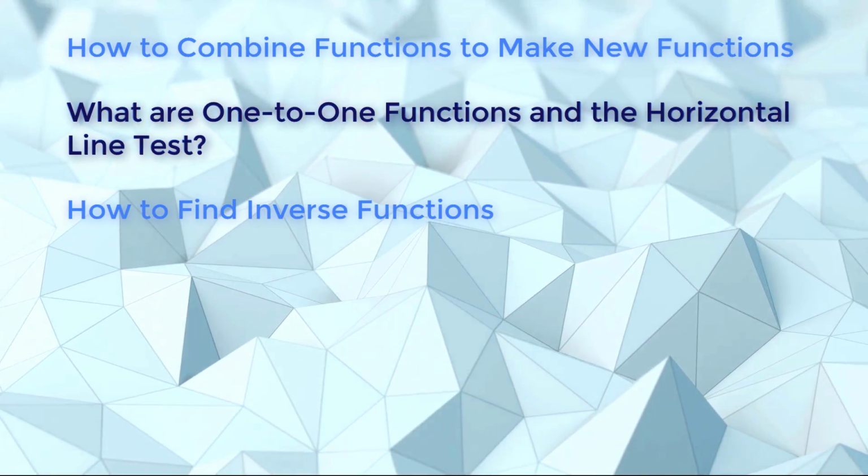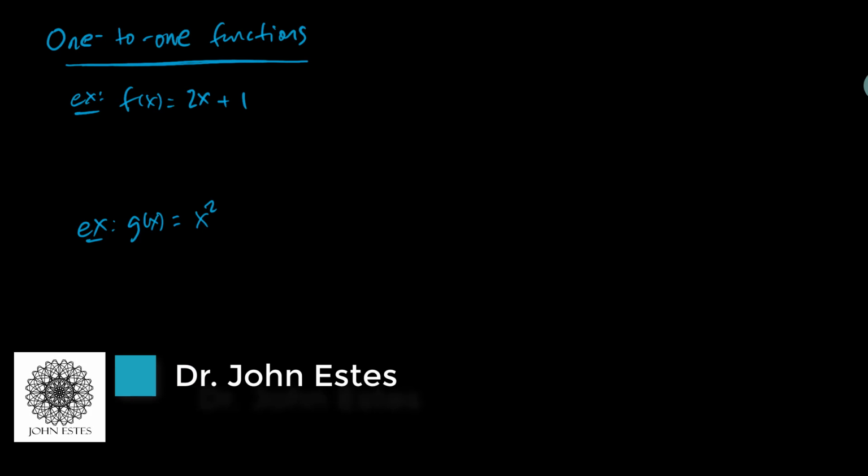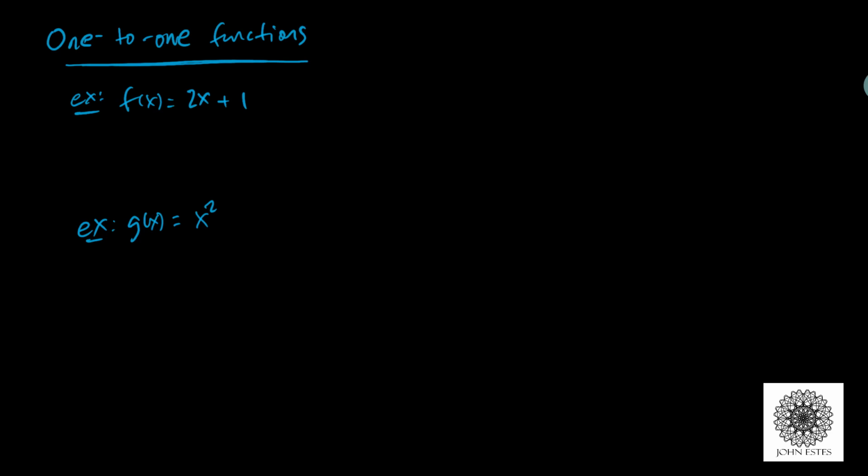Today I want to look at one-to-one functions, and we need to review what we mean by function for that discussion to make sense. So here I have a couple examples. I have f of x equals 2x plus 1 and g of x equals x squared. And if you remember with a function, what we do is we pick a value of x and we replace all the x's in the function with that value, and then we get an output.